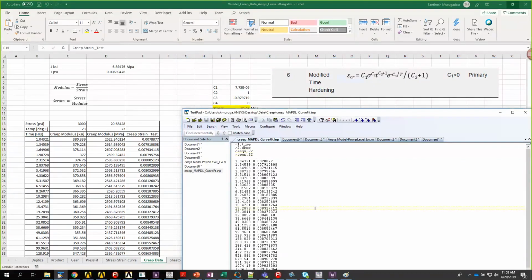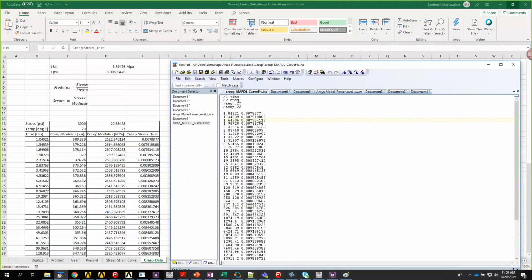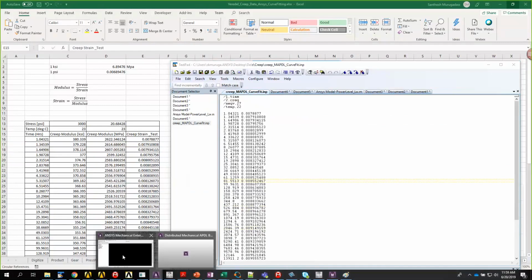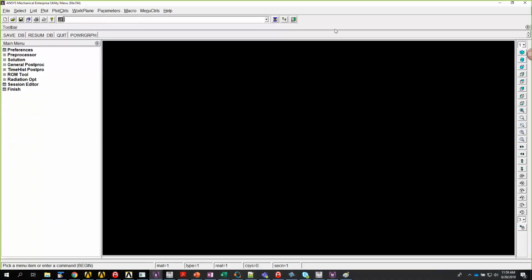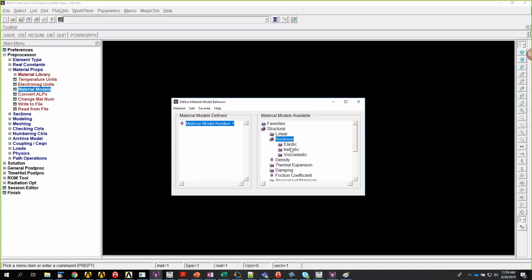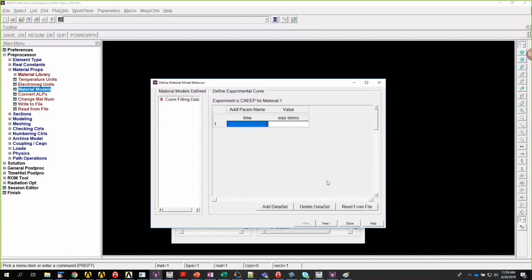Okay, so we have this data saved to a local hard disk. Now unfortunately, as of today, in June 2019, we can't do this curve fitting in the ANSYS Workbench environment. We have to use the ANSYS Mechanical APDL environment. I'm going to Mechanical APDL: Preprocessor, Material Models, Structural, Nonlinear, Inelastic, Rate Dependent, and I'm using Creep. I'm going to do a creep curve fitting.